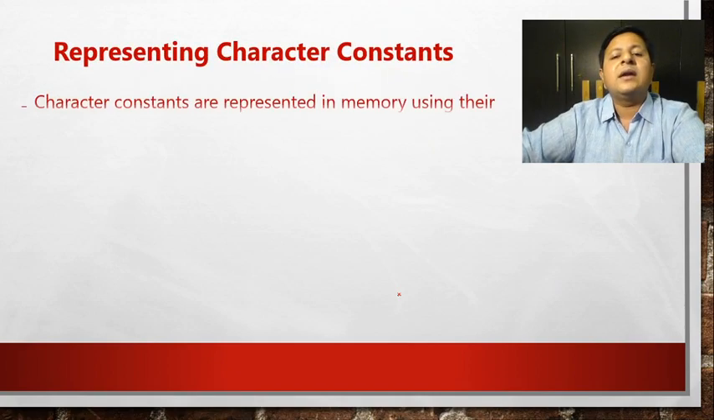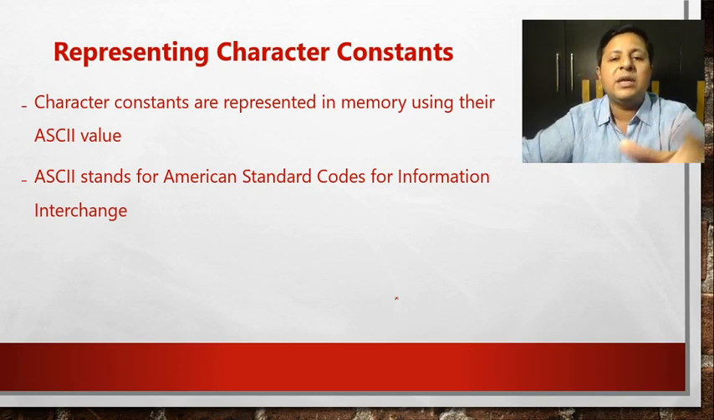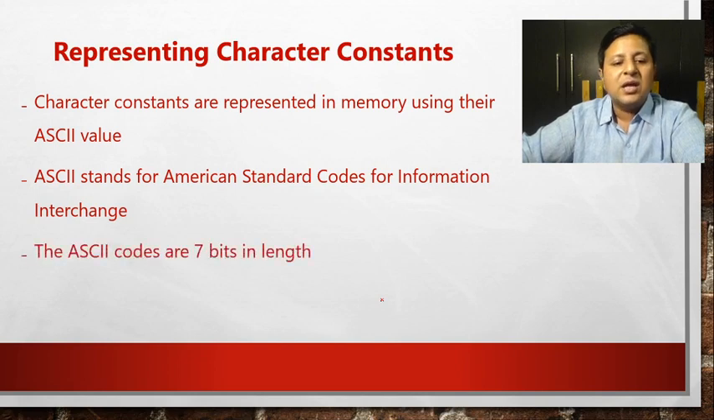Your character constants are represented in memory using their ASCII value. ASCII is American Standard Code for Information Interchange. So using ASCII, every character is mapped to a unique value. And if I want to represent that character, what gets stored in memory is the corresponding ASCII value for it. Understood? The size of the ASCII value is 7 bits.